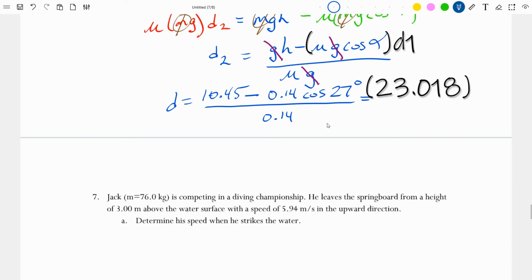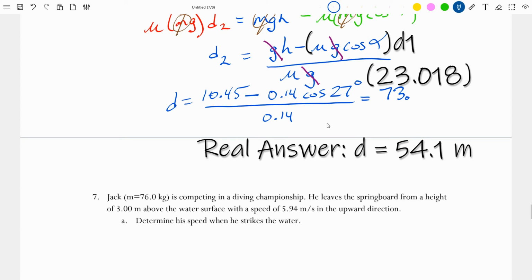10.45 subtract 0.14. Yep, typo. There we go. Multiplied by the cos of 27, close bracket, divide by 0.14. And I'm getting 73 point, my calculator says 7518. I'm just going to round this to 8 meters.